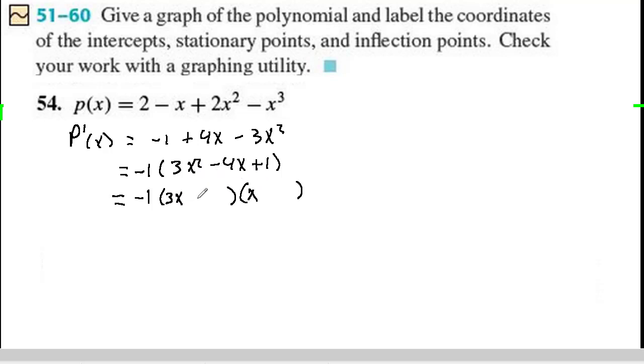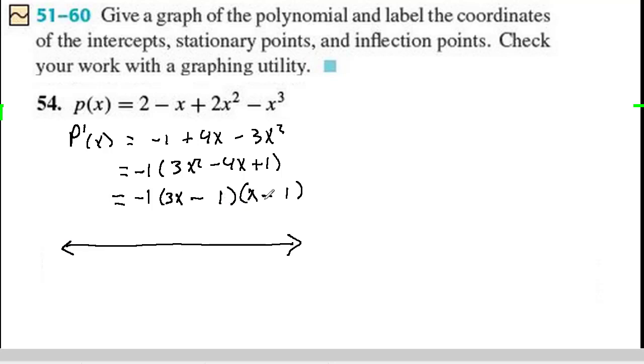This is plus, but the middle is minus. So the only way you're going to multiply to make a positive and add together to make a negative is if they're both minus. And there's only one way to get 1, so that's 1 and 1. So either this works or this thing is prime and it has no integer or rational zeros. Okay, so these two would make minus x, these two would make minus 3x, and those two would make minus 4x. So we're good there.